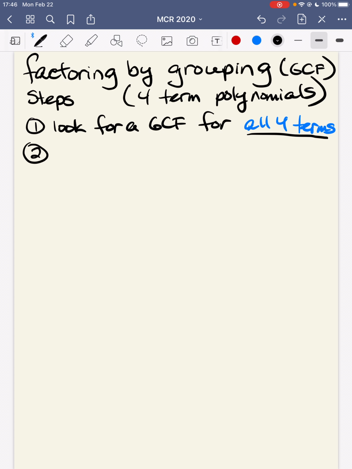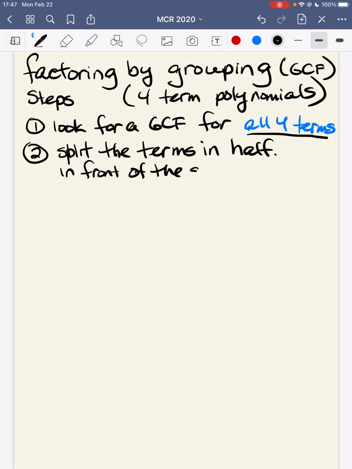So step 2, we're going to split the terms in half. We're going to create this such that we split the terms in half in front of the second sign, or plus or minus. So we're going to split the polynomial in half at this point.